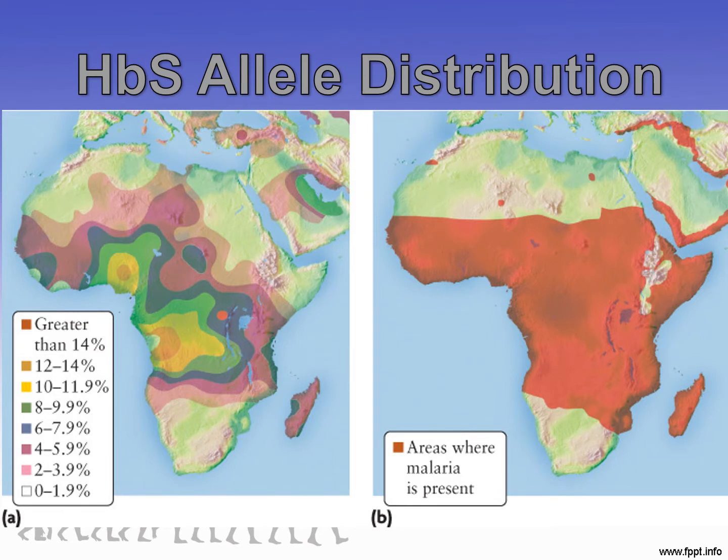So if we look at the HbS allele distribution and areas where malaria is present, you can see that it's a direct correlation. We can overlay those two maps together and see that in areas where malaria is high, we see large percentages of this HbS allele distribution.